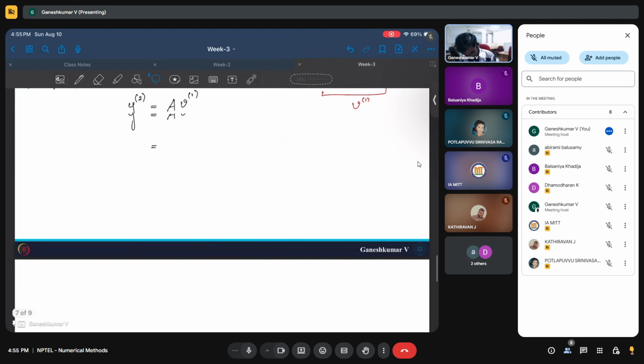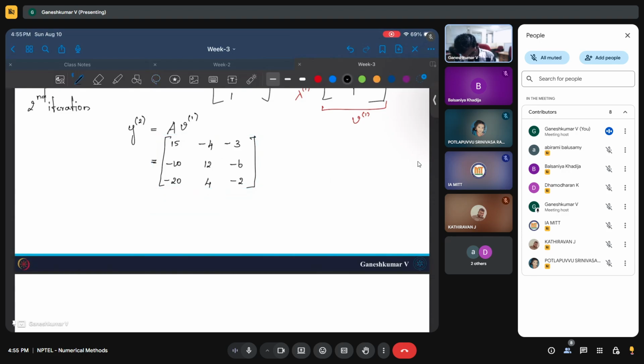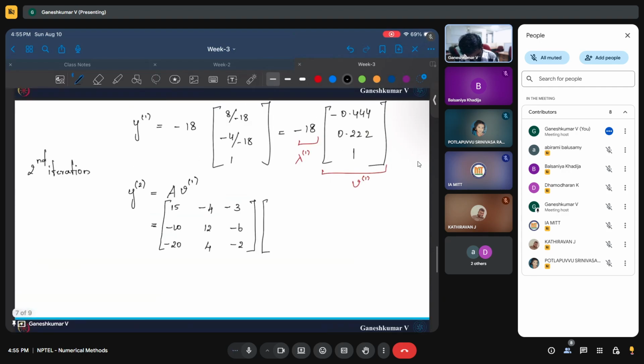It involves a lot of multiplication. Let's try to do it. This is minus 0.444, 0.2221. Okay, and this will give you 15 times 0.444. If you guys have done it, please let me know. Into minus 1, minus 4 into 0.222, minus 3. This is minus 10.548.